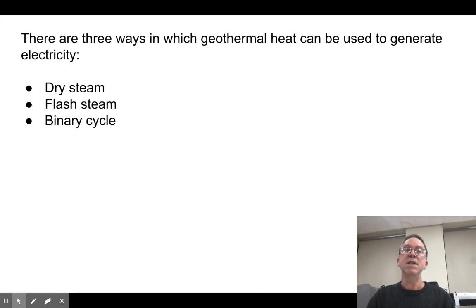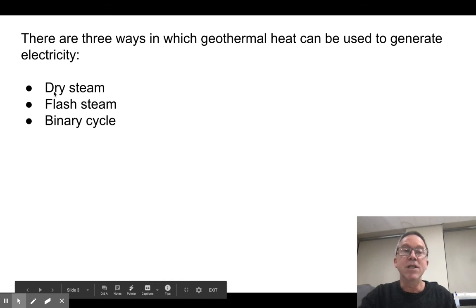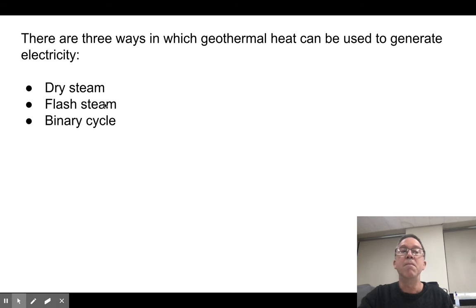So basically, there's three different ways of doing it. We have what we call dry steam, flash steam, or binary cycle, and they're all really cool. I'm excited about all of them. And basically, it goes like this. This is used where you have basically the hottest environment. This is a medium hot environment, and this is almost too cool to ordinarily work, but they found a way of making it work. So let's just go on.